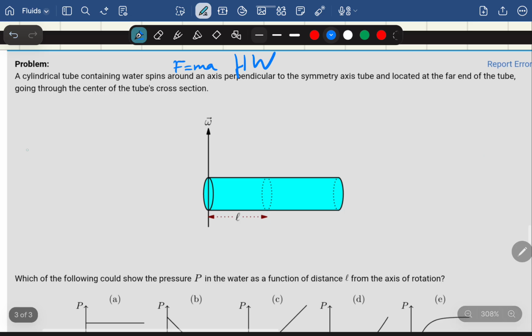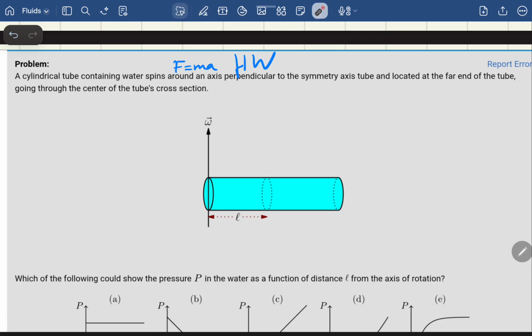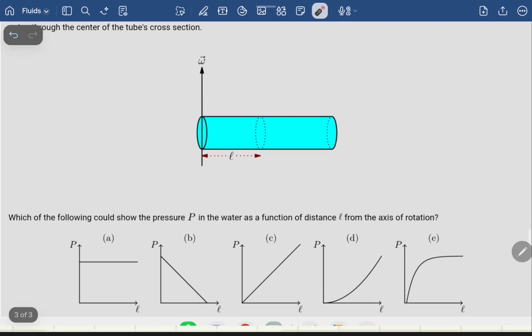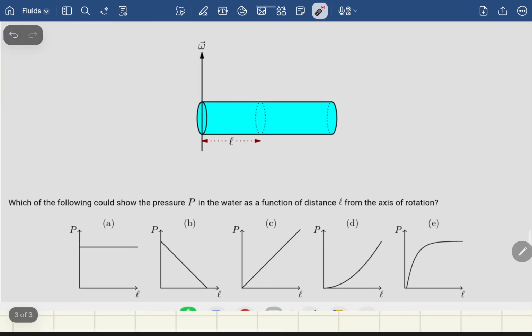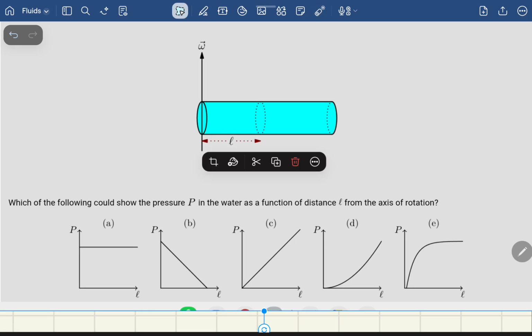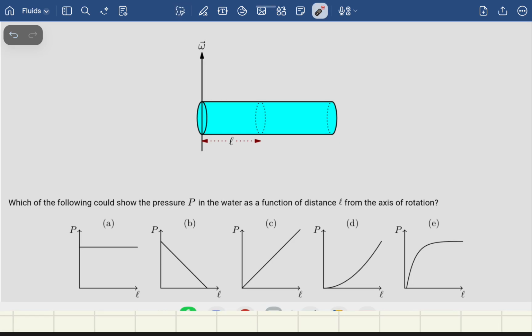A cylindrical tube containing water spins around an axis perpendicular to the symmetry axis of the tube and located at the far end of the tube, going through the center of the tube's cross-section, which is conveniently depicted as this omega axis right here. So, which of the following should show the pressure in the water as a function of distance, L, from the axis of rotation?